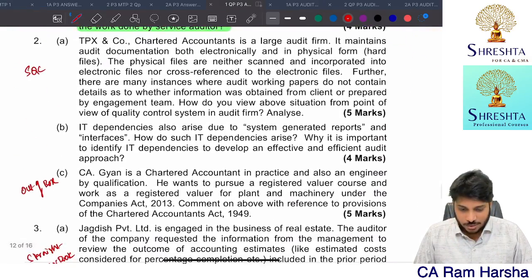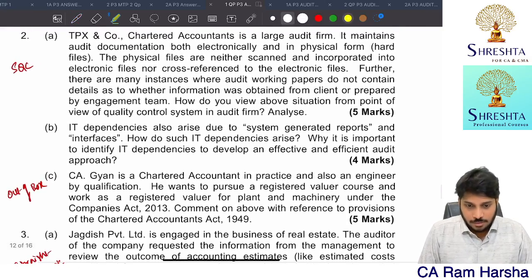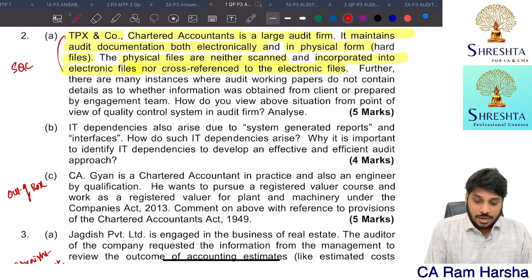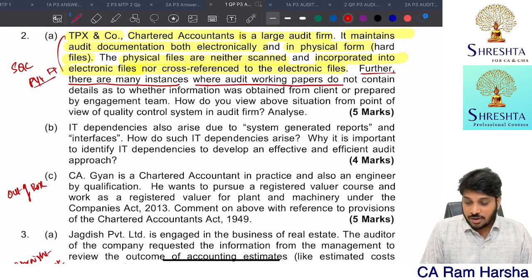First question is over. Second question. TBX & Co., a chartered accountant, is a large audit firm. It maintains audit documentation both electronically and in physical form, hard files. The physical files are neither scanned nor incorporated into electronic files nor cross-referenced to electronic files. Okay, so physical documentation is there and electronic. Further, there are many incidents where audit working papers do not contain details as to whether information was obtained from the client or prepared by the engagement team.